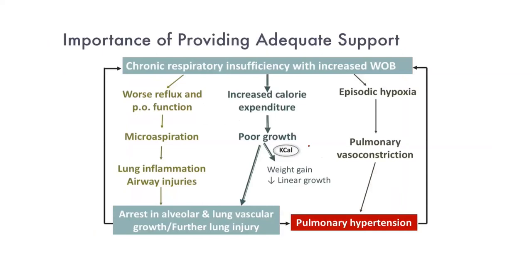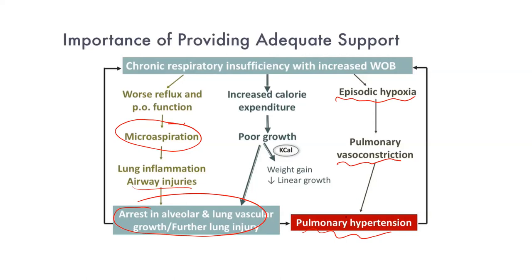If your baby starts oral feeds, and especially if he's on oral feeds and his condition gets worse, always think of microaspiration. Chronic respiratory insufficiency with increased work of breathing, plus swallow-breath incoordination or dysfunction, puts your baby at risk of microaspiration. Microaspiration increases lung inflammation and airway injury, causing further damage to the lung, so the bronchopulmonary dysplasia gets worse, and the baby may have severe hypoxemia and then end up with pulmonary hypertension. We discussed persistent hypoxemia. Also, when a baby has chronic lung disease, he will develop episodic hypoxemia, and that increases pulmonary vasoconstriction, as we discussed last week, and increases the risk of pulmonary hypertension.